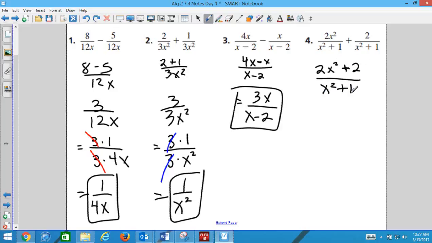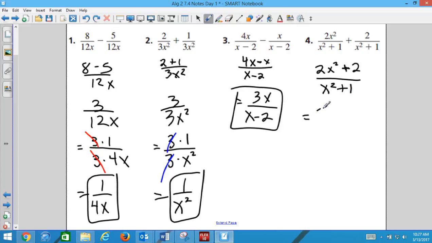2x squared plus 2. If you're skipping steps and doing it in your head, you might make silly mistakes. 2x squared plus 2 is not something I can add together. They are not like terms, so I have to leave it. Does anything factor?